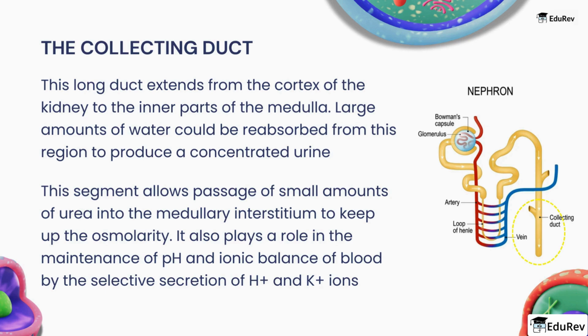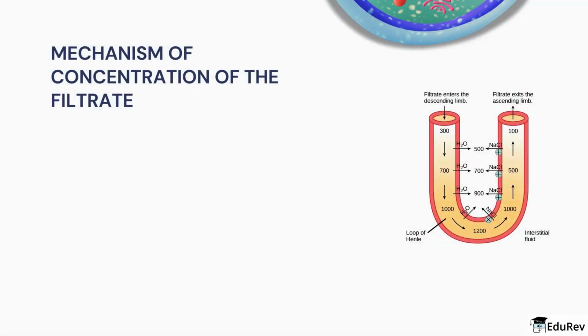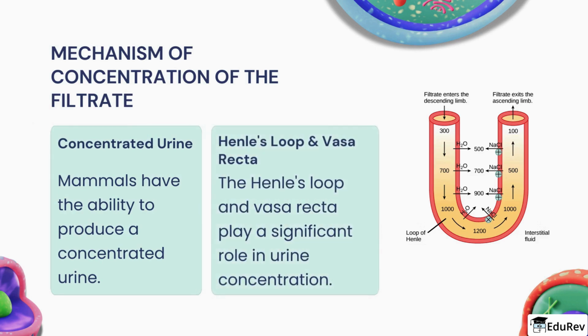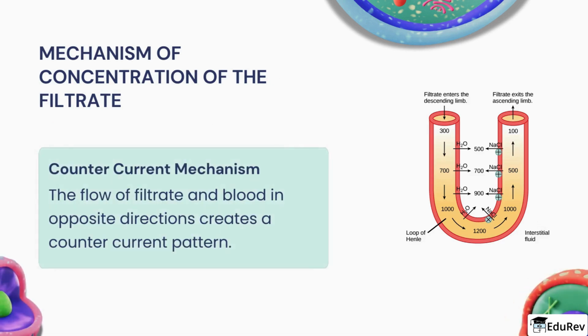Finally, we'll discuss the mechanism of concentration of the filtrate. The filtrate enters the descending limb and exits the ascending limb. Mammals have the ability to produce concentrated urine due to the counter-current mechanism provided by Henle's loop and vasa recta. The flow of filtrate and blood in opposite directions creates a counter-current pattern.